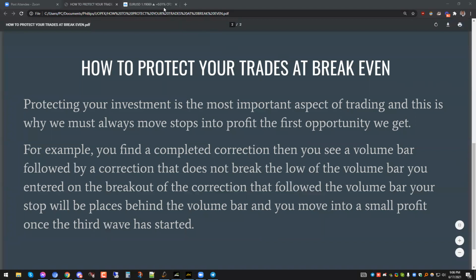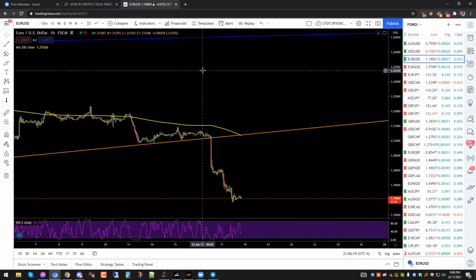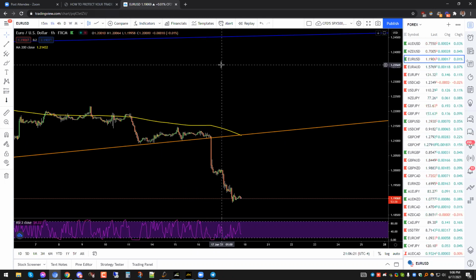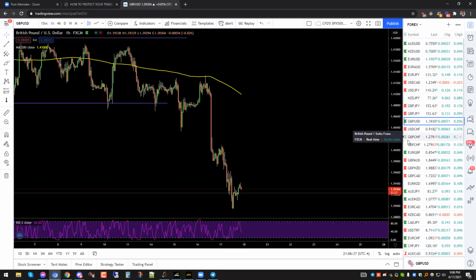So let's look at this chart over here. Let me know in the chat which chart you'd like me to look at. Someone says pound USD. All right, so let's look at pound USD.